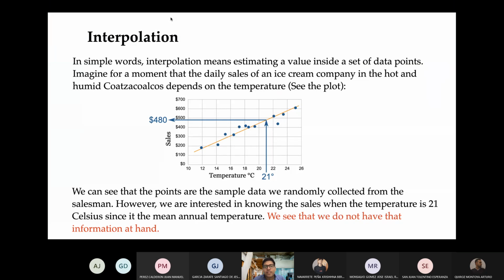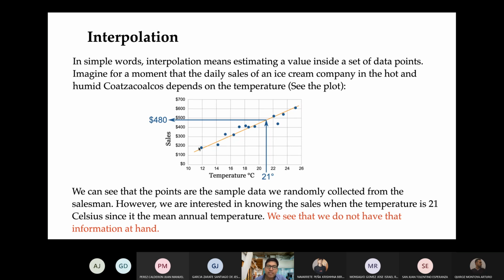So we can see that the points are the sample data here. This is the points that you collected from Montoya's company, of course, in this case. However, we are interested in knowing the sales when the temperature was 21, and then we just used linear interpolation. Okay, we see that we do not have that information at hand, so we need a specific equation to follow this. You can see that this is actually a linear pattern.